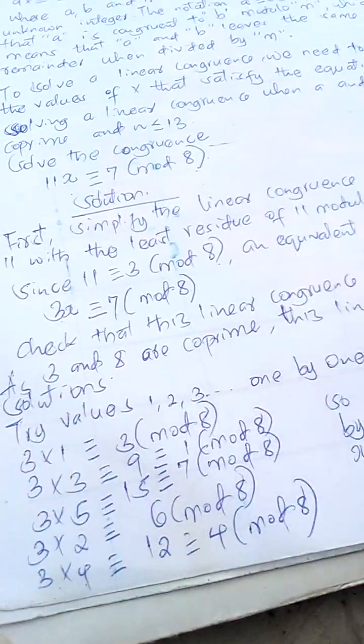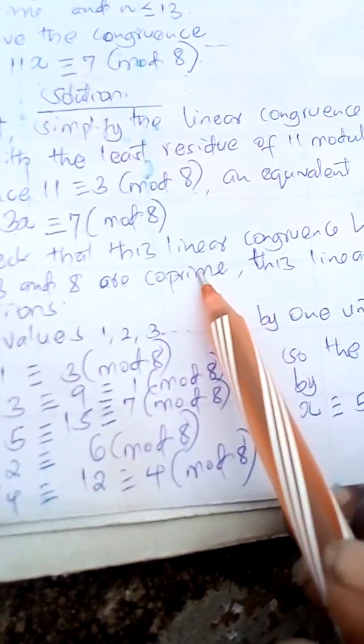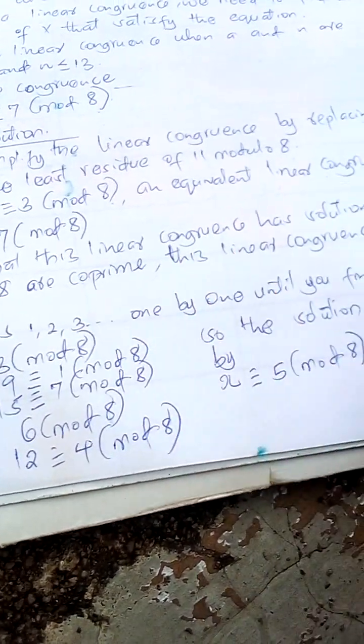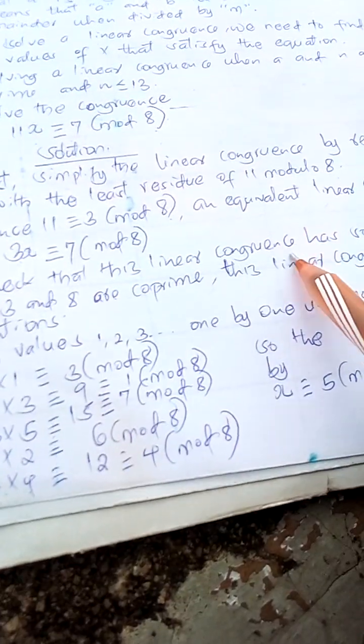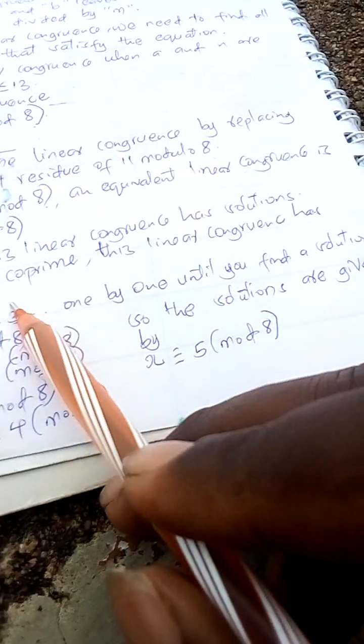So check that this linear congruence has solutions, as 3 and 8 are co-prime. This is our guiding principle to check for the linear congruence. So this linear congruence has solutions.